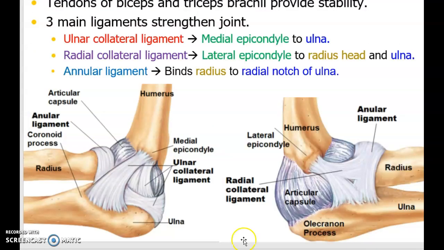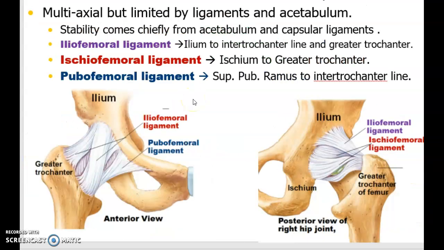I like the elbow ligaments. We have the ulnar collateral ligament. I need to make sure I'm on the right side. There's the medial epicondyle, so that's the ulnar collateral ligament. We have the radial collateral ligament right there. And my favorite, the annular. Look at the model in lab on this. I did a lot of effort so you could actually see how the annular ligament wraps the head of the radius.